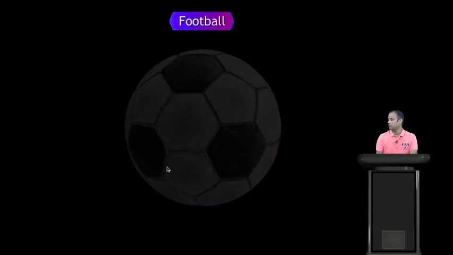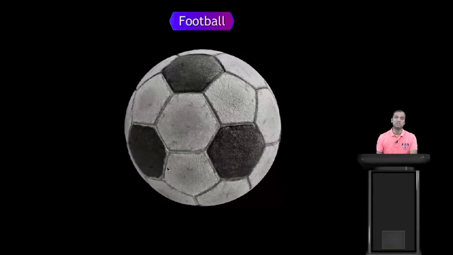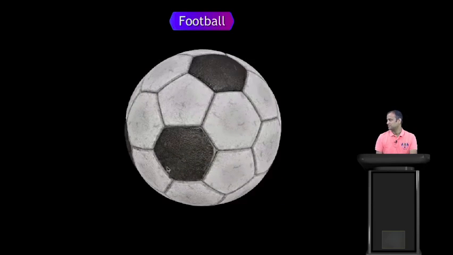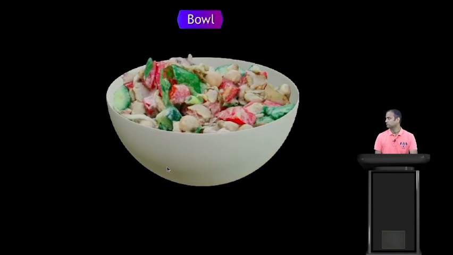So we have so many examples in our daily life which are related to 3D objects. And this is our favorite football. Which shape is this? Yes, students, it is a sphere. Very good. Now this is a bowl in which you keep food. Because it is half of a sphere, it is called a hemisphere.